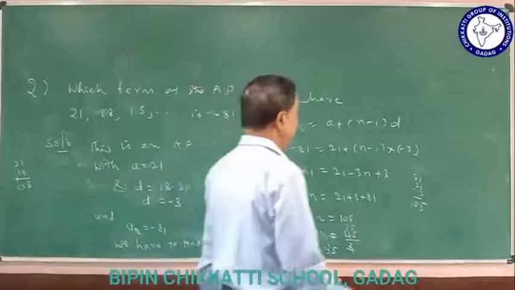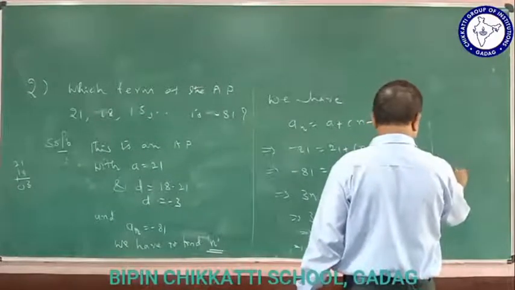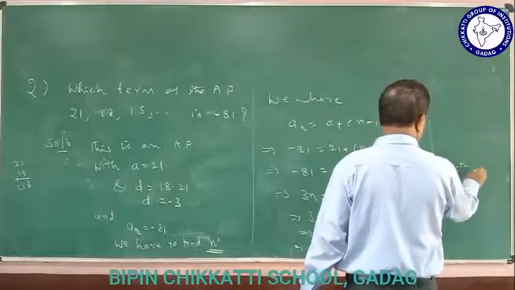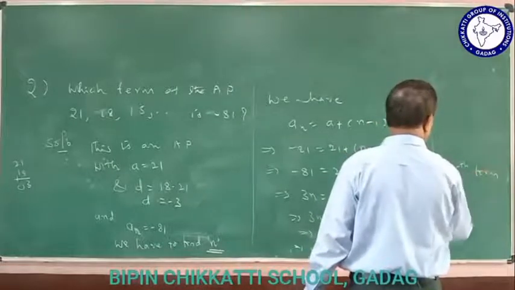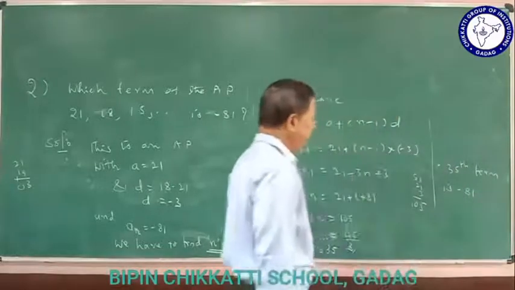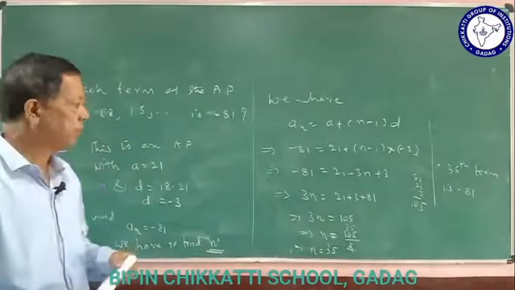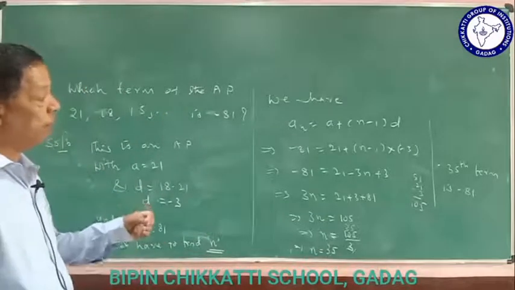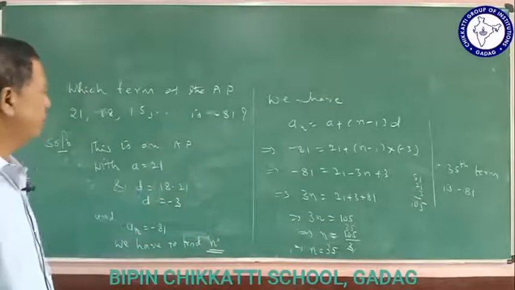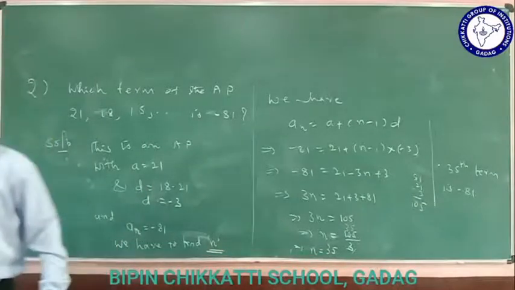Therefore, you understand this question. Therefore, 35th term is minus 81. This is the question. You got, 35th term is minus 81. The 35th term of the given AP is minus 81. This is the way how to find out the result.